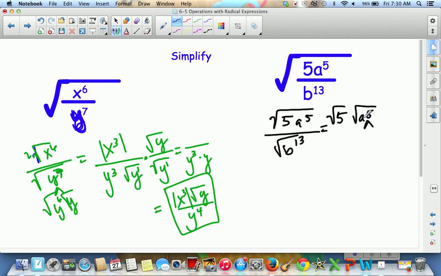There's not a perfect square that goes into 5, so I have to leave it like that. Now what about a to the 5th? Is there a perfect square? An exponent that 2 would go into, the highest one that goes into a to the 5th? A to the 4th, you bet. Let's try that.